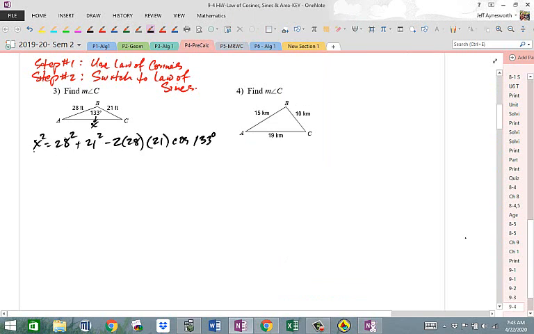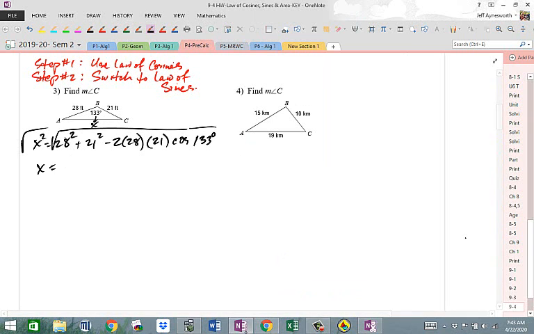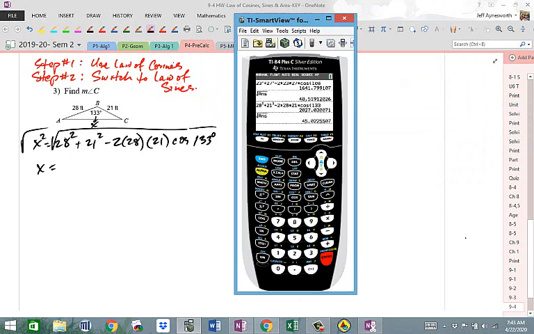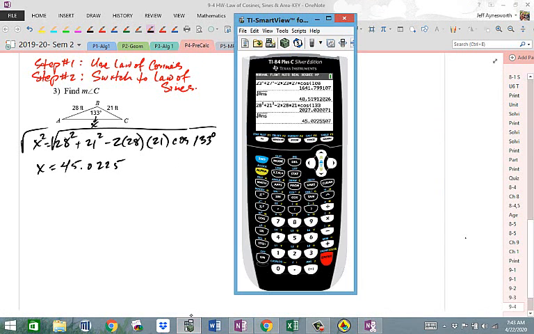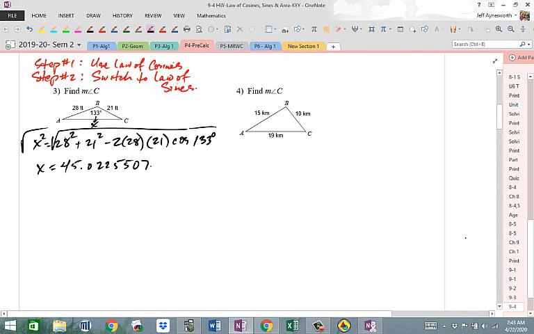So after you square root all of this right here, you're going to get x is equal to, what was that answer again? 45.0225, etc. You want to use a lot of the digits. I'm just going to check that, because if you don't, your accuracy is going to be off. So take a lot of digits. And now I know what this side is.